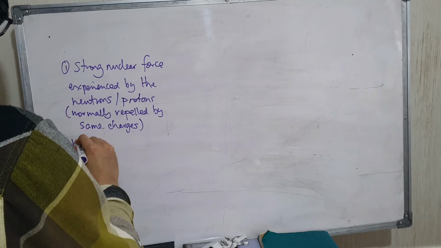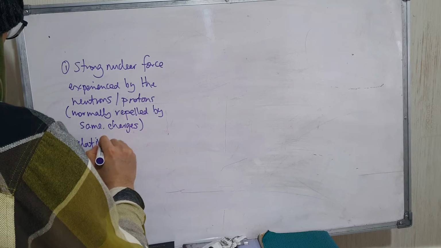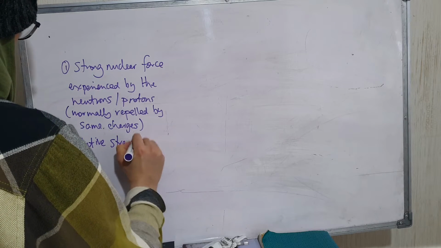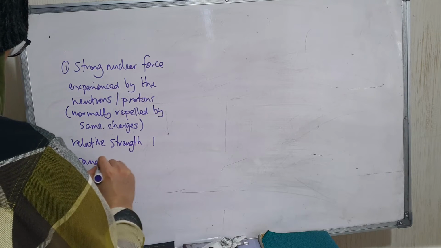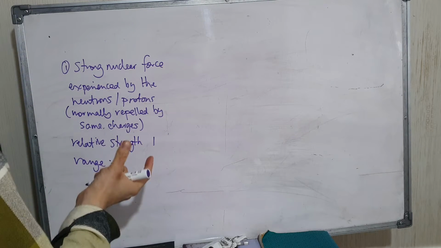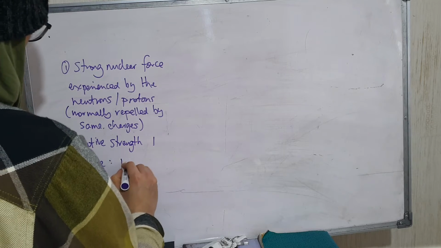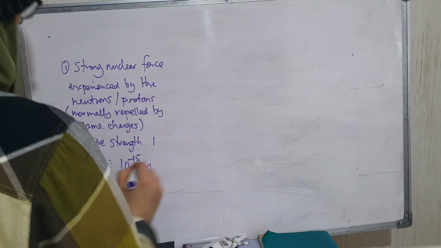What is the relative strength? The relative strength is 1, and the range is the diameter of the nucleus, and that is 10 to the minus 15 meters. That is number 1.